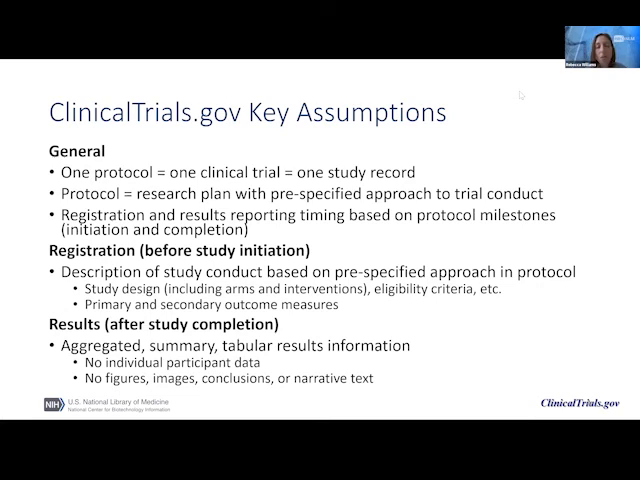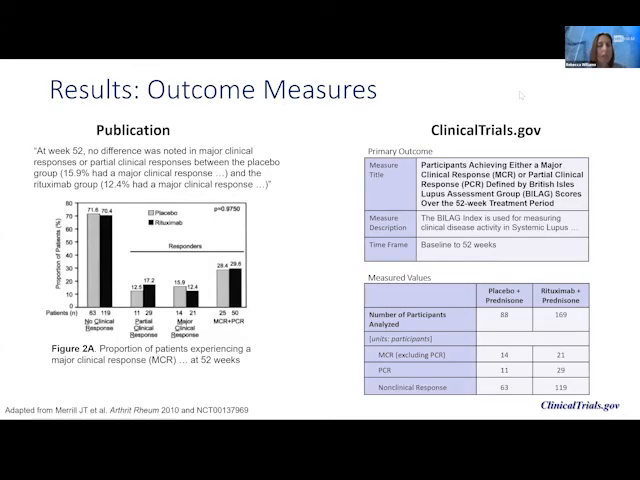Similarly, the results information is completed after study completion. It's summary information. This is not individual participant level data. This is summary level data provided in a tabular format. And the system right now does not accommodate figures, images, conclusions, or narrative text. So what you typically see is that when an outcome measure is represented in a publication, it may be a combination of narrative text, descriptive text, or a figure. But in general, this can mostly always be translated into a tabular format representing that outcome measure. In this case, they were looking at different measurements associated with response, with definitions for those different levels of response.